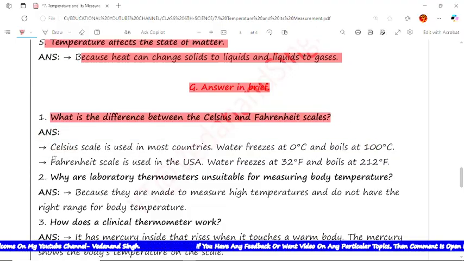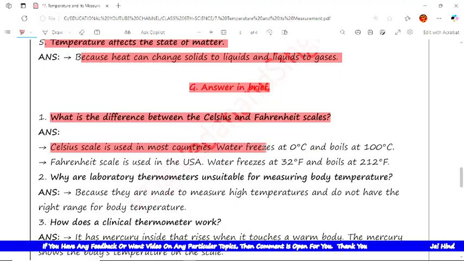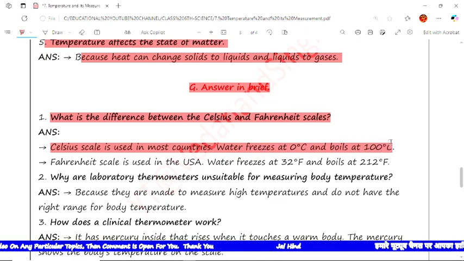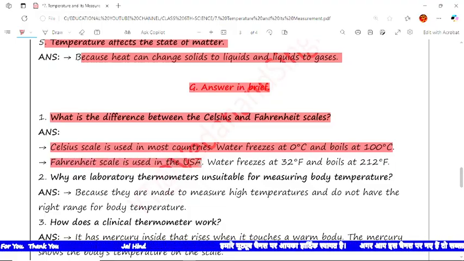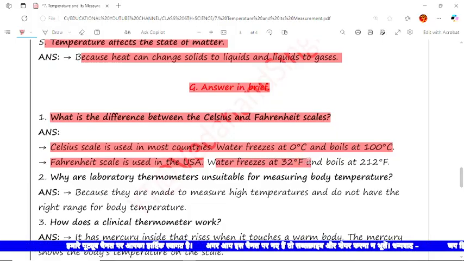The answer is: the Celsius scale is used in most countries. Water freezes at 0 degrees Celsius and boils at 100 degrees Celsius. The Fahrenheit scale is used in the USA, and water freezes at 32 degrees Fahrenheit and boils at 212 degrees Fahrenheit.